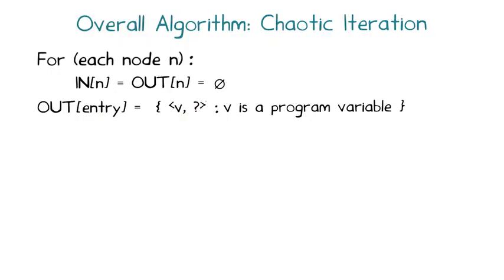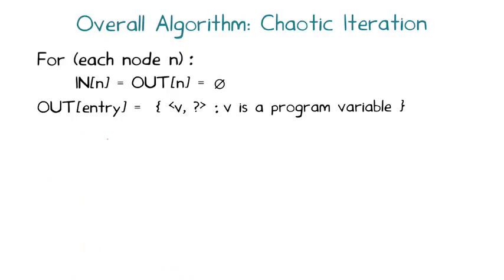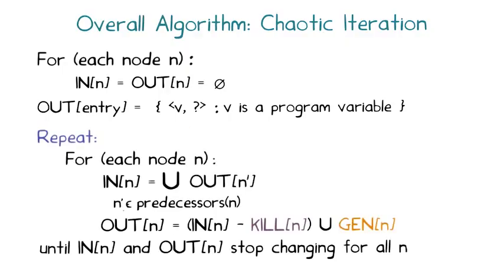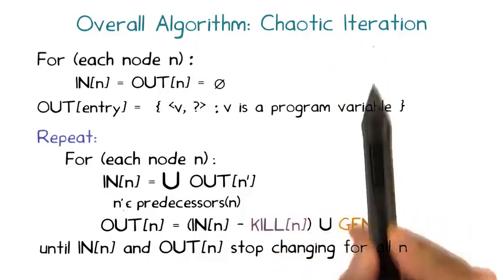The only exception is the out set of the entry node of the control flow graph, which is initialized to contain a hypothetical definition for each variable v in the program. It captures the fact that each variable is undefined or uninitialized at the start of the program. The algorithm then performs its main task, from which it derives the name chaotic iteration algorithm.